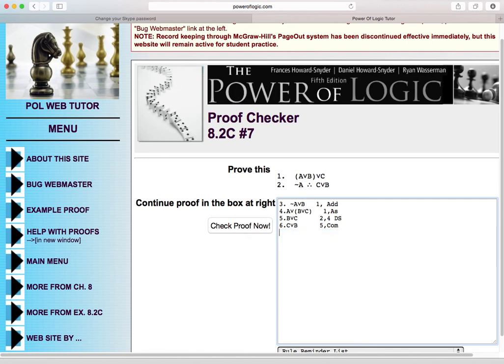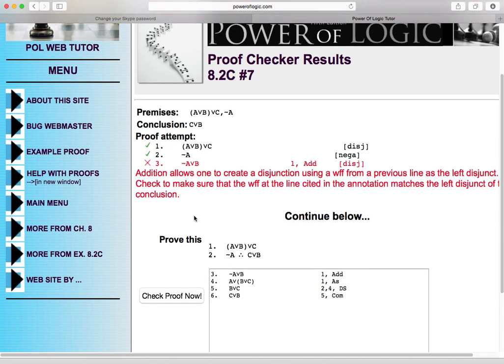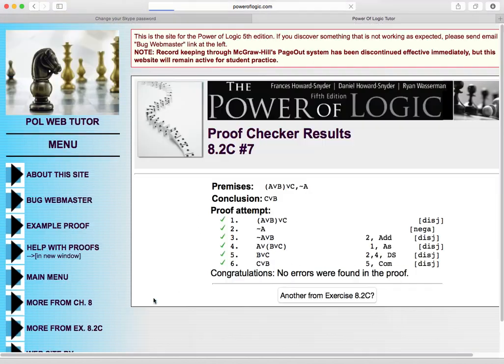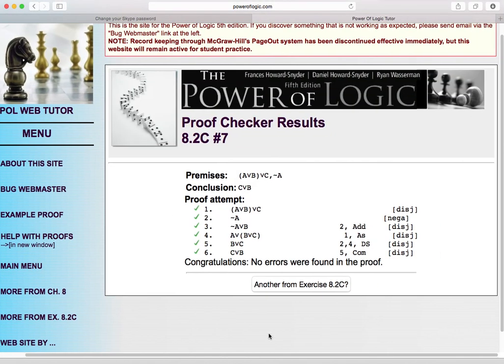So let's get rid of that extra stuff and let's check our proof. Oh, I made a mistake. Where did I make a mistake? So addition allows us to create a disjunction using a well-formed formula from a previous line. Oh, I cited the wrong line. There we go. Hopefully you caught that even before I checked the proof. If you did, good job.